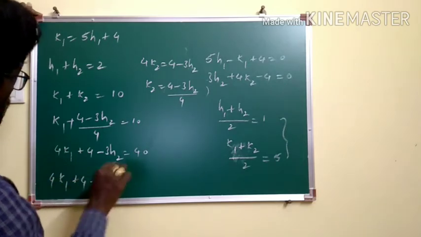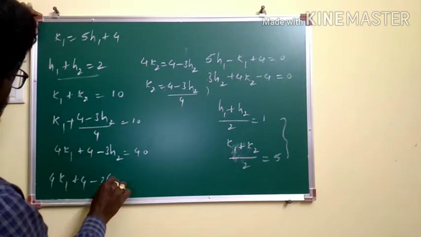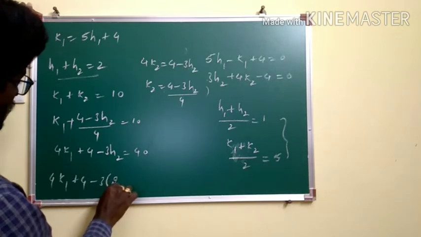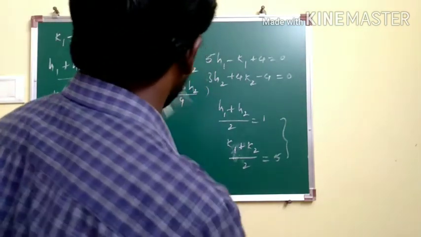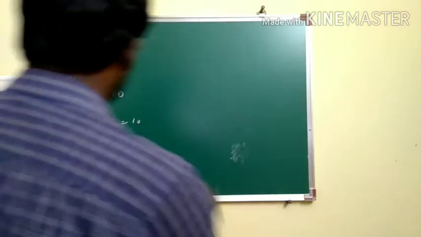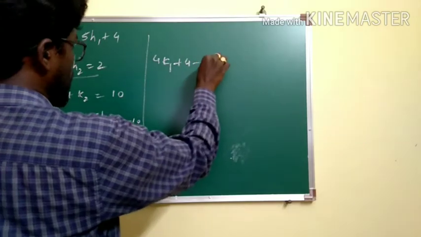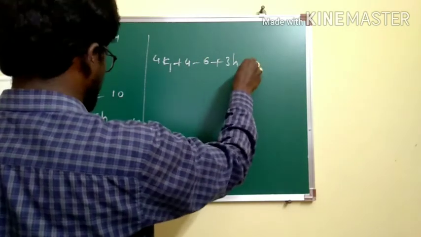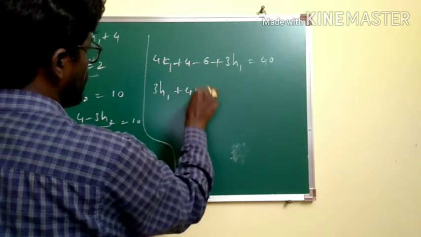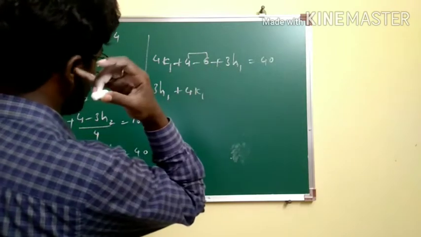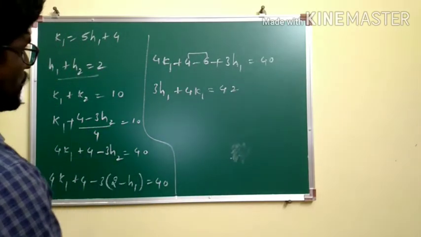4k1 plus 4 minus 3 into h2 can be replaced, from this equation we can write 2 minus h1 is equal to 40. Therefore, what are we going to get? 4k1 plus 4 minus 6 plus 3h1 is equal to 40. So 3h1 plus 4k1, 4 minus 6 minus 2. If you transpose minus 2 it becomes plus 2, which is equal to 42.